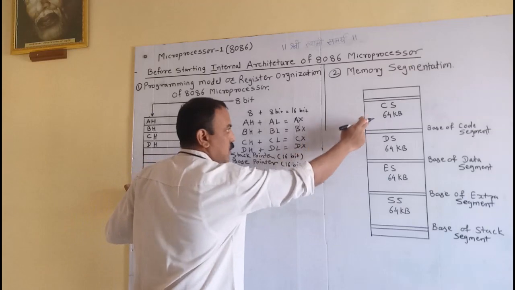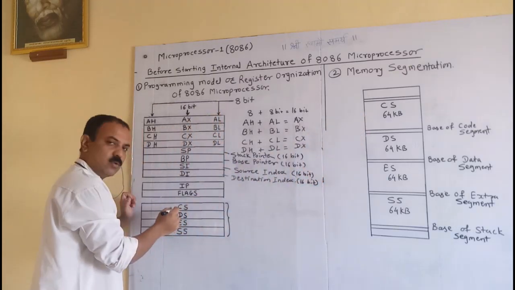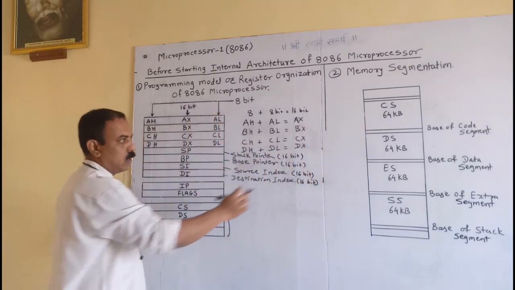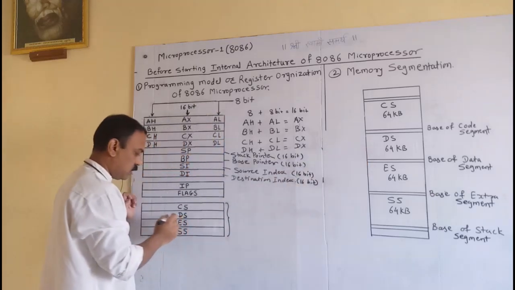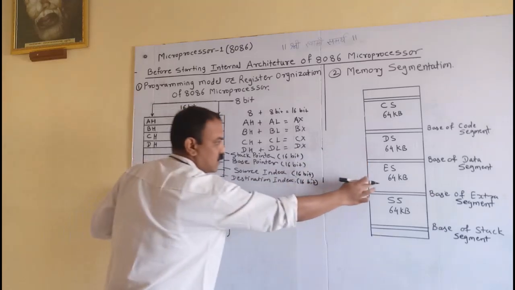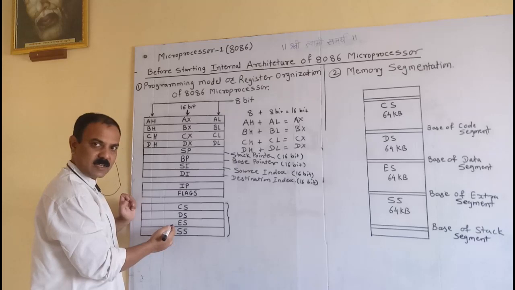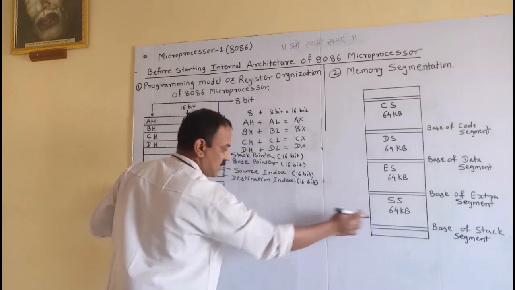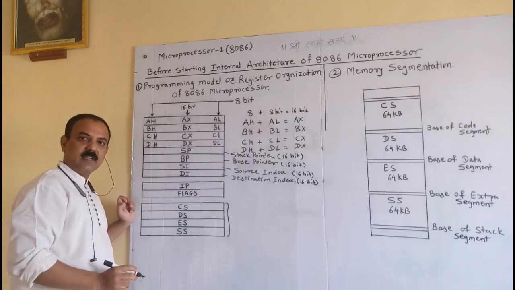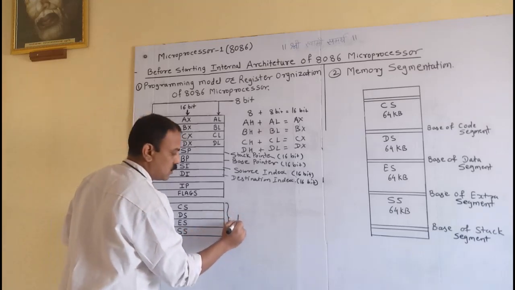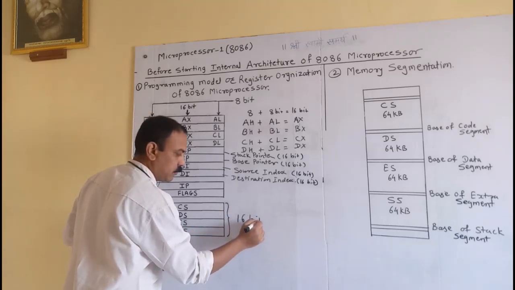Code segment starting address is stored in the code segment register. Data segment starting address is stored in the data segment register. Extra segment starting address is stored in the extra segment register. Stack segment starting address is stored in the stack segment register. These segment registers are 16-bit.